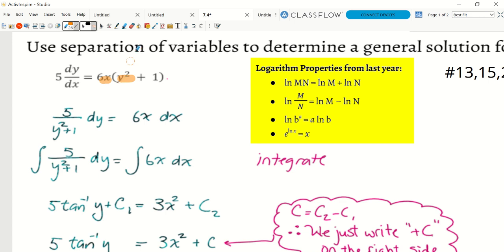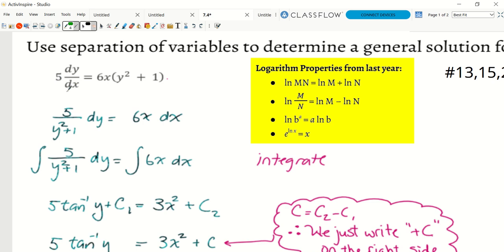Now, there's x's and y's all jumbled up on one side. So we need to move the x's on one side, y's on the other. Or else, let's say this was x. If that was x, that's cool. Well, then you just divide both sides by 5, and just take the antiderivative. But we can't do that now because the x's and y's are both on one side. So what we're going to do is separate the x's and the y's, like I just said.